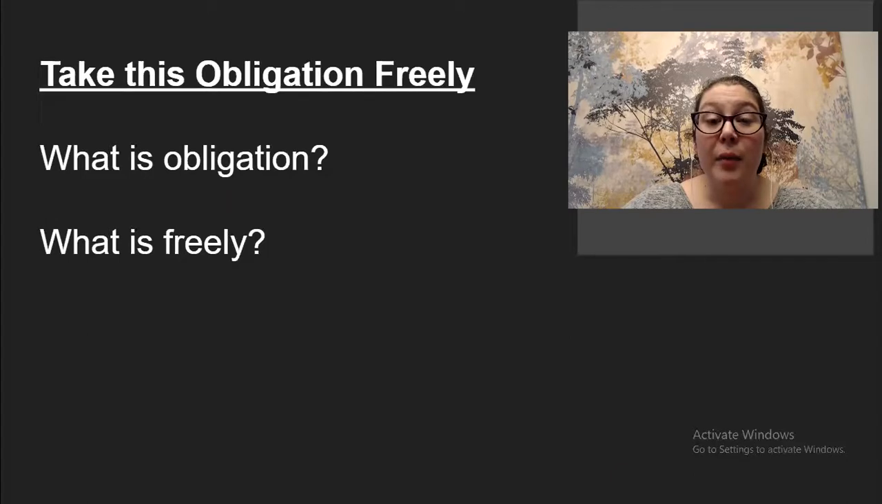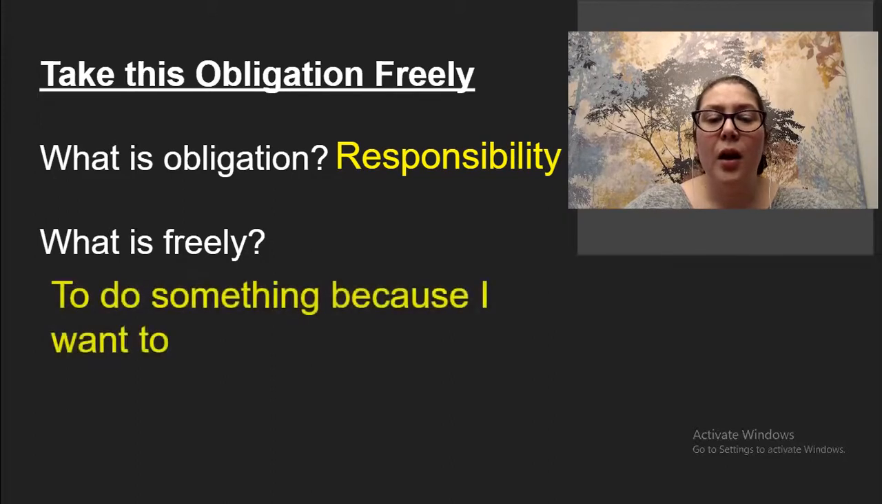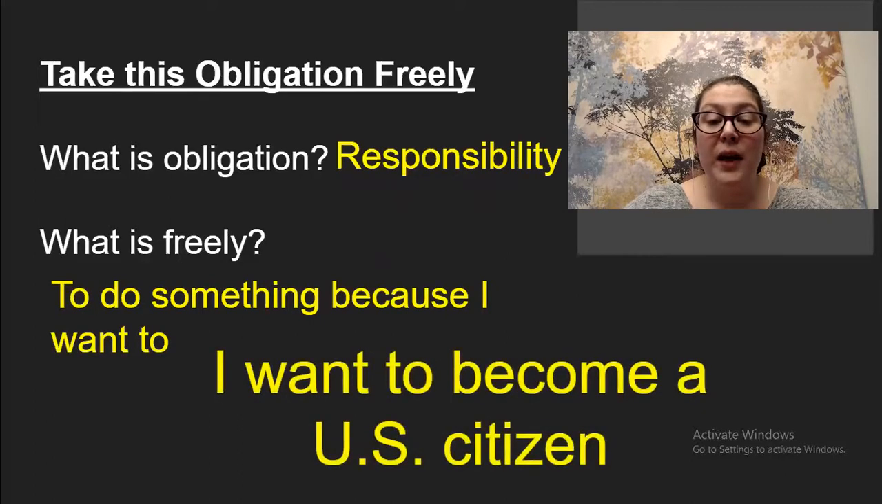Do you take this obligation freely? You want to say yes, but what is obligation? Responsibility. When you take the oath of allegiance, you are taking the responsibility of becoming a United States citizen. What is freely? Freely means to do something because I want to. I am not forced. I want to become a United States citizen and take all of the rights and responsibilities of a United States citizen.